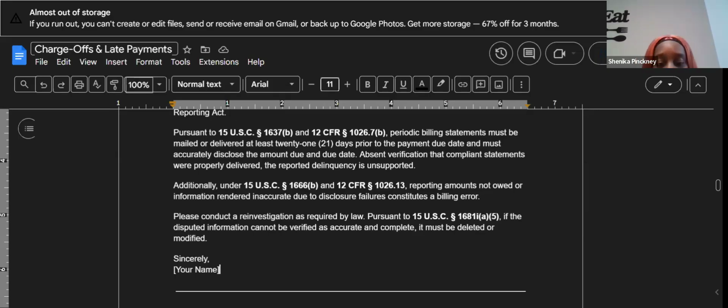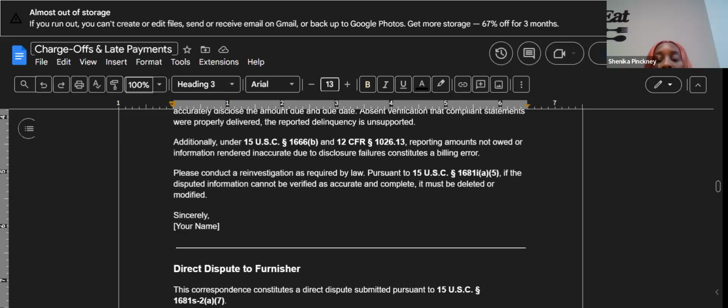Please conduct a reinvestigation as required by law pursuant to 15 USC 1681i(a)(5). If the disputed information cannot be verified as accurate and complete, it must be deleted or modified. Sincerely, your name. Now, I don't know about you guys.